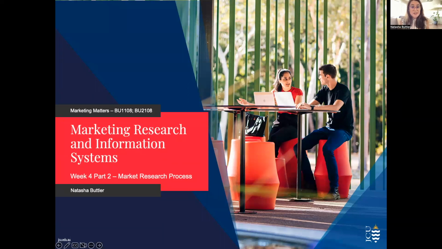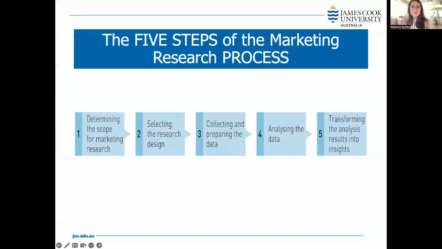But now we're up to video 2, so let's have a look at what the process is for gathering market research. So there is a 5-step process that we go through when we are looking at undertaking research. Step 1 is we determine the scope for the marketing research. We then select the research design, collect and prepare the data. Then we analyse that data before finally transforming the analysis results into insights.